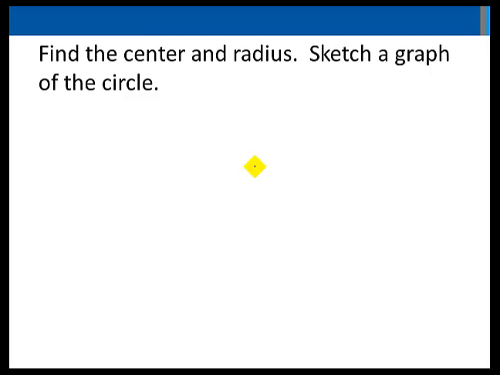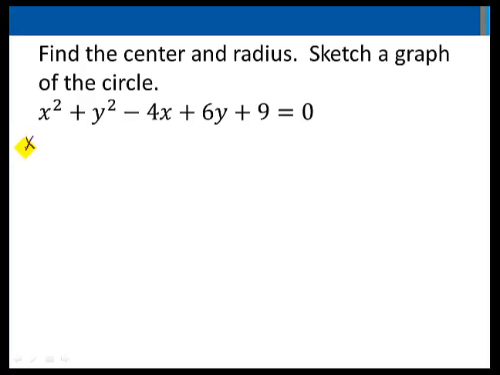Let's find the center and radius and sketch a graph of the circle x squared plus y squared minus 4x plus 6y plus 9 equals 0. So here we want to write this equation in standard form. I'll start by collecting my x's. So I have x squared minus 4x, then the y's, plus y squared plus 6y, and I will put the constant of 9 on the other side by subtracting 9 from each side.